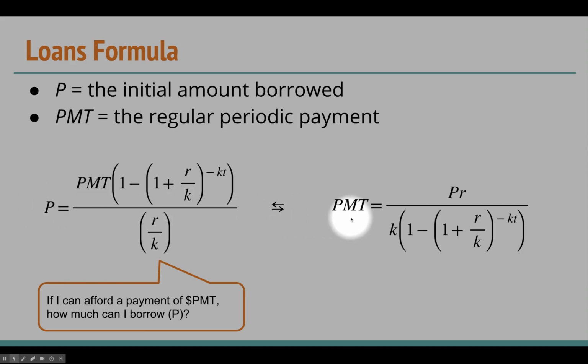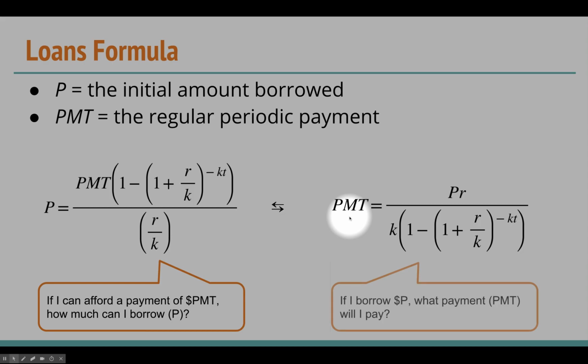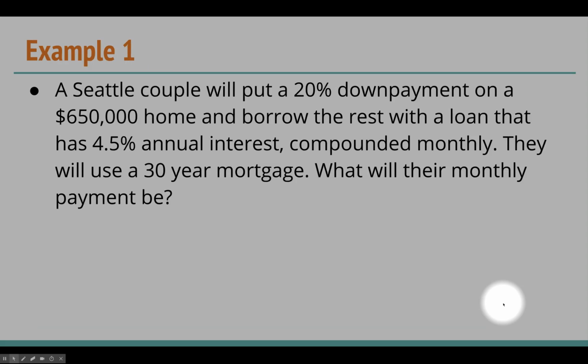And then the other piece on the right side here, the other equation, if we rearrange the one on the left, we get this one on the right, which answers a related but similar question. If I borrow a total of P dollars, what will my payment be each period, typically each month? So we have a really flexible formula that applies not only to payout annuities, but also to loans. So let's take a look at an example.